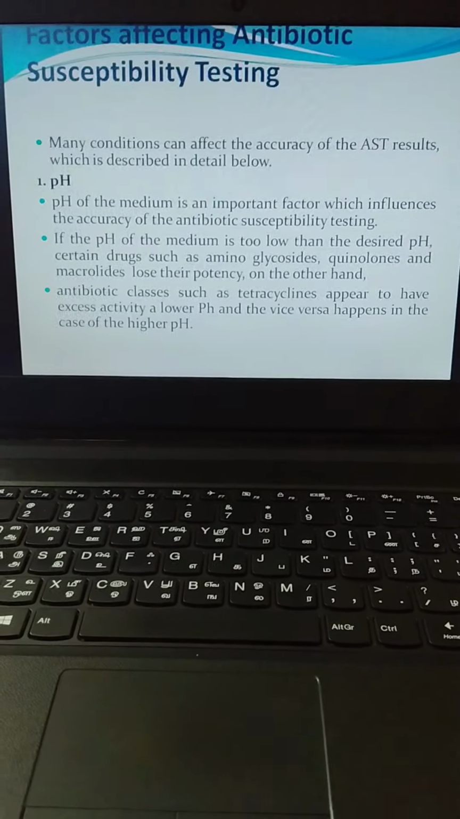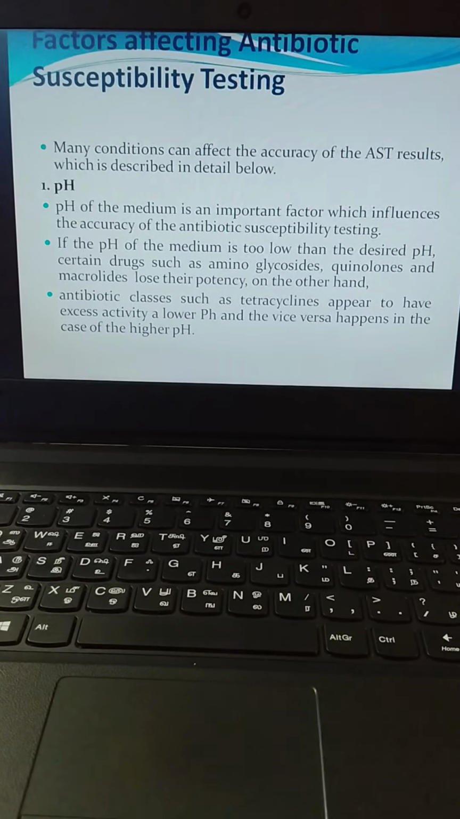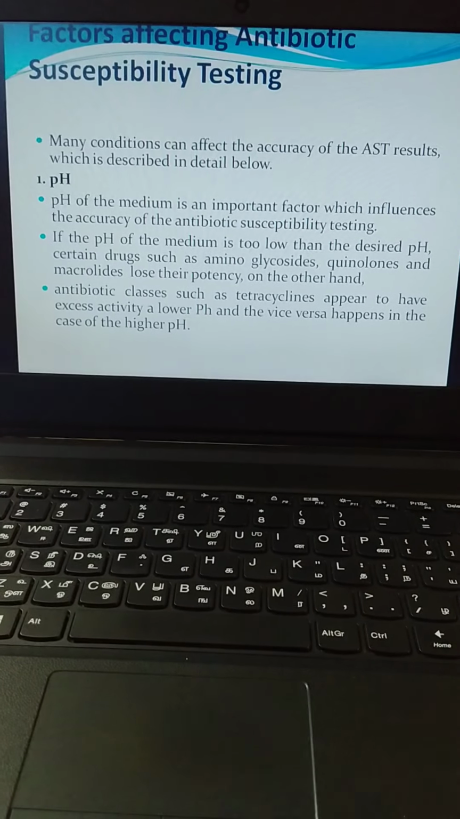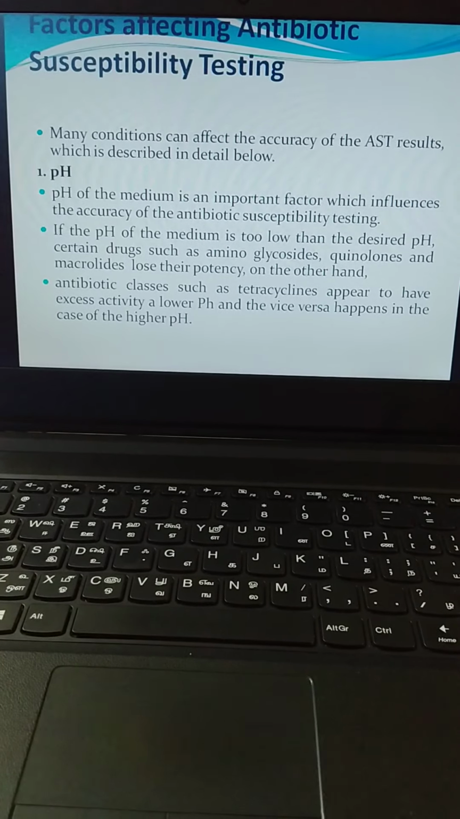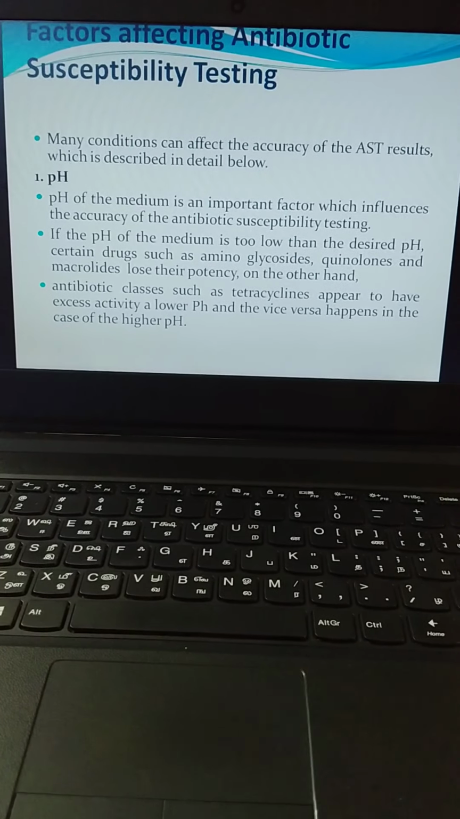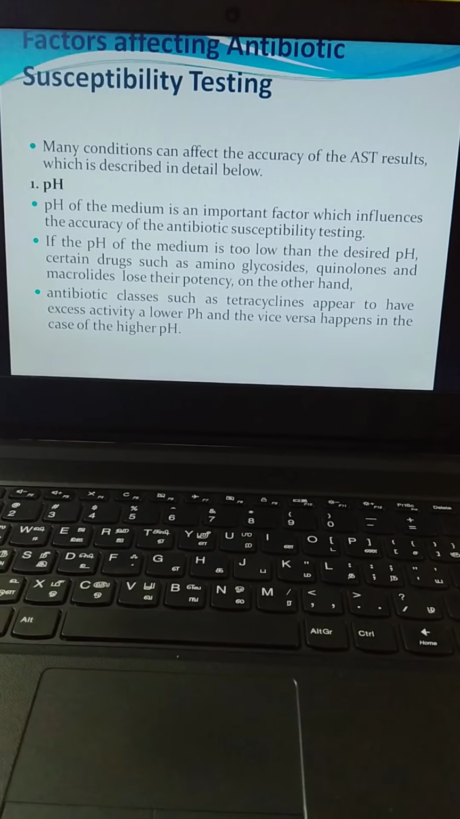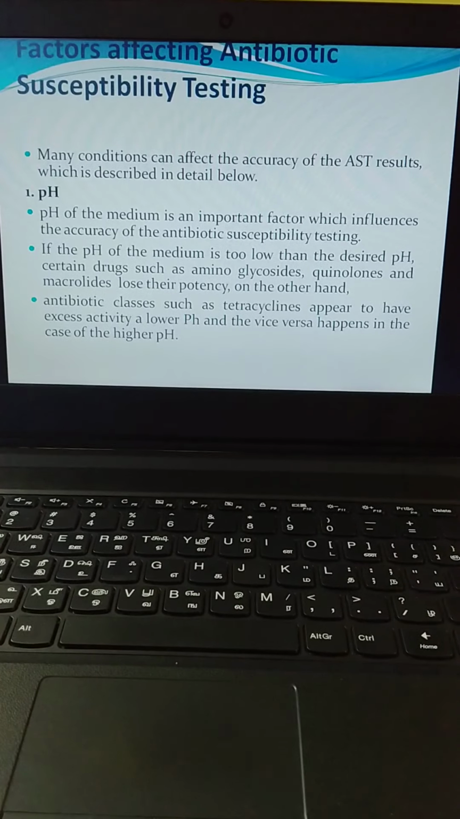There are various factors that affect antibiotic susceptibility testing. Many conditions can affect the accuracy of this test. One point is the pH value. The pH of the medium we are going to use is an important factor which will influence the accuracy of the antibiotic susceptibility testing.